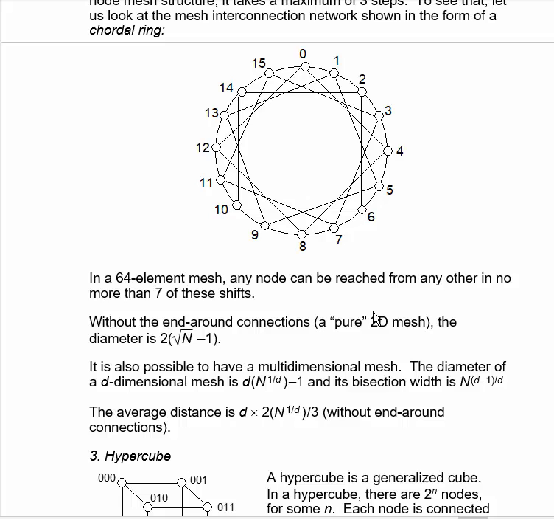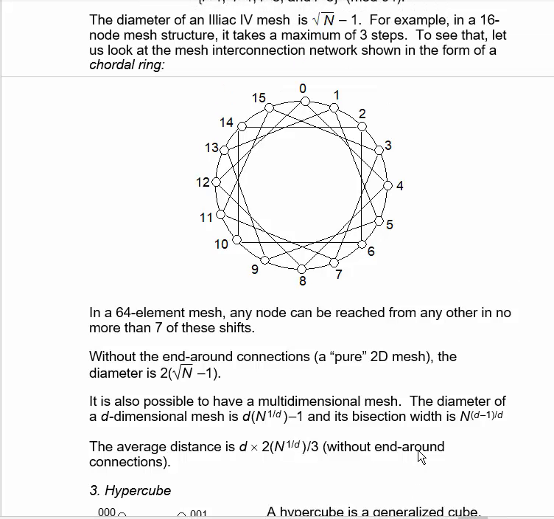And the bisection bandwidth is n to the (d minus 1) over d, and I won't bother to show you why that is. The average distance is d times 2 times the dth root of n divided by 3. That is without end-around connections. That's what we're talking about when we use this formula right here. No end-around connections. Okay, so those are 2 interconnection structures.